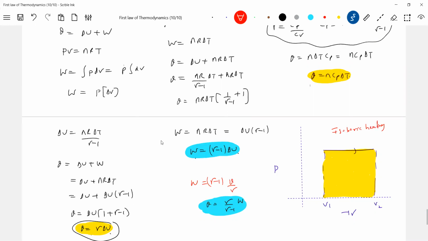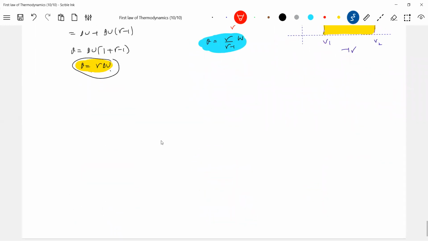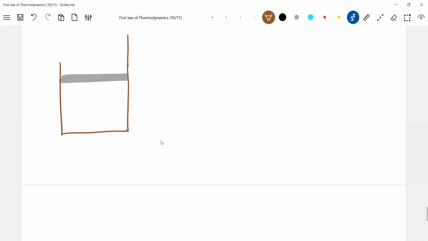Now, how can we maintain pressure of gas constant? Yes, very simple. I'll go back again to the cylinder. There's a cylinder, there's a piston. Already we have come across this. The same diagram is what I'm going to put in.